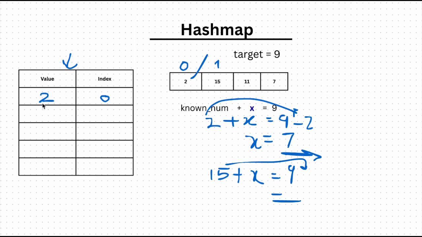And then we go back to the table. If we look at the table, do we have a value of negative 6 here? No, we don't. So then we're not saving the answer that we worked out. We go to the table and see that we don't have it, so then we put 15 in here as a value at index 1. And we do the same thing for the next one.